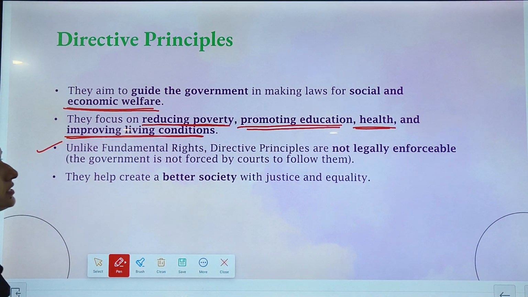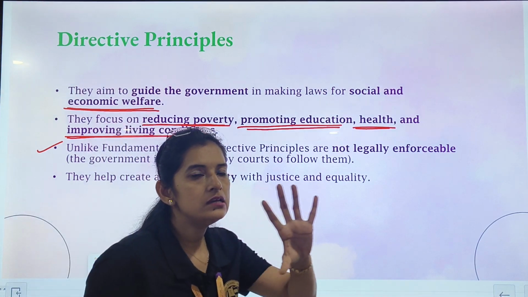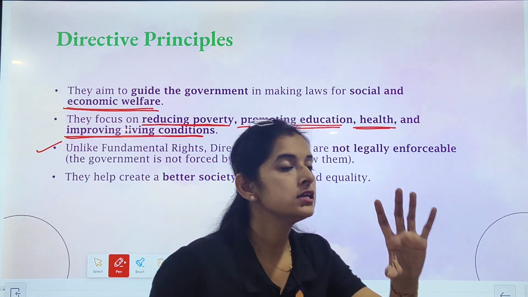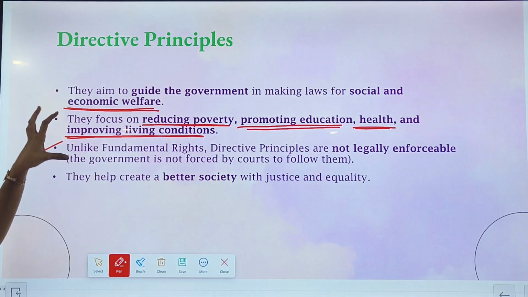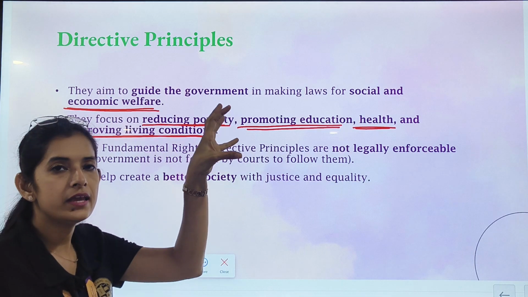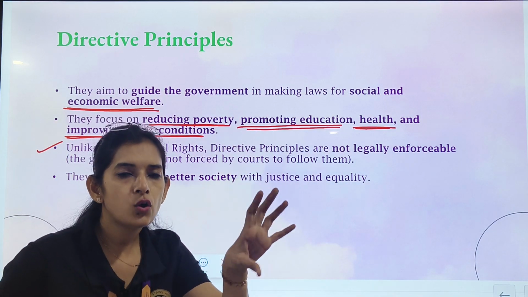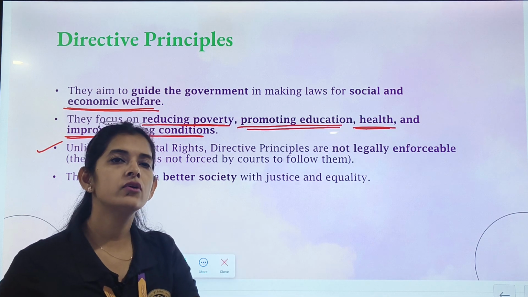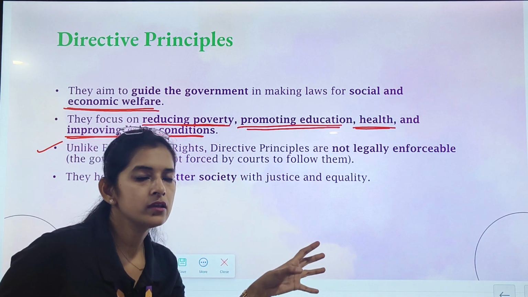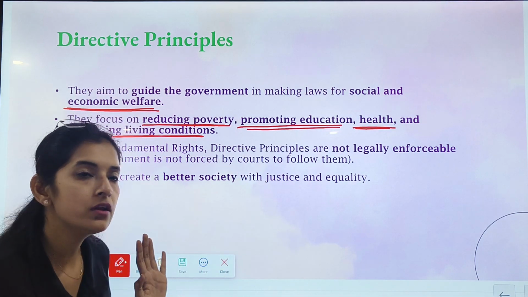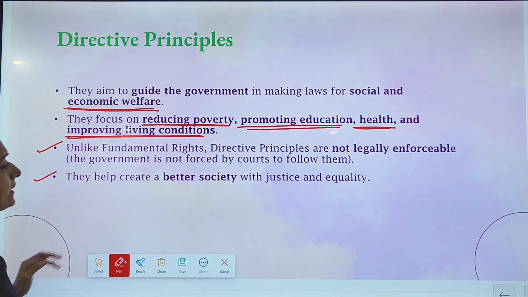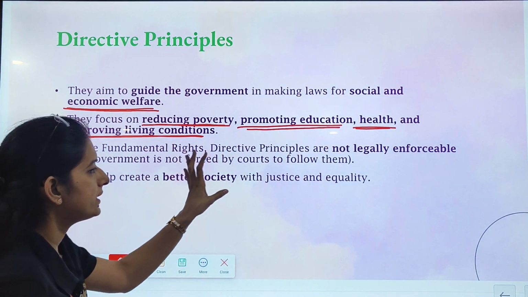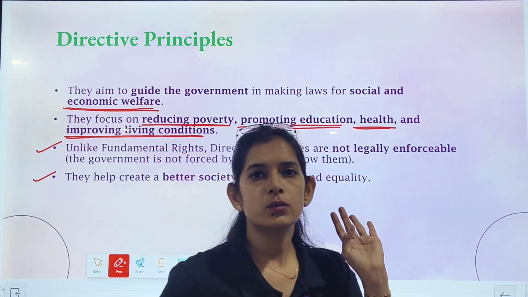Unlike fundamental rights, directive principles are not legal and enforceable. That is, the courts cannot force the government to make laws related to directive principles. It actually depends on the government whether they want to make the laws for directive principles or not. They help create a better society with justice and equality.